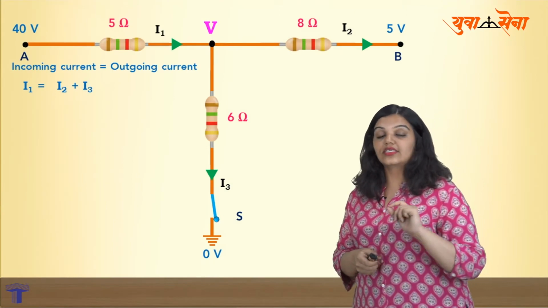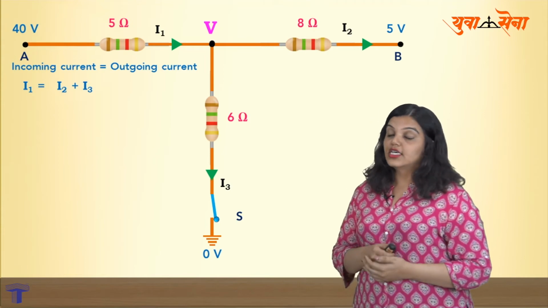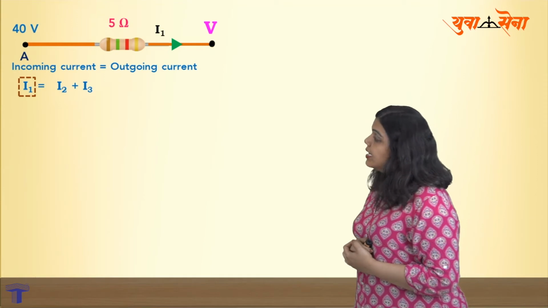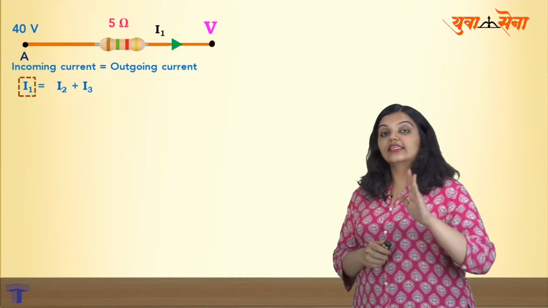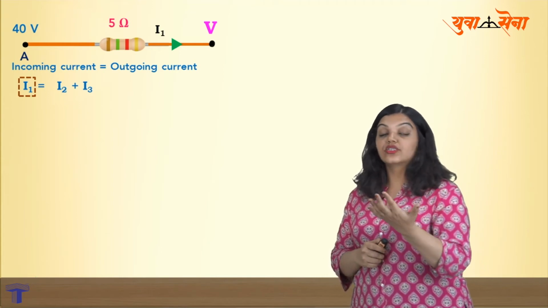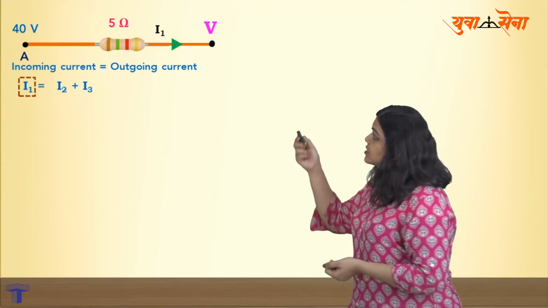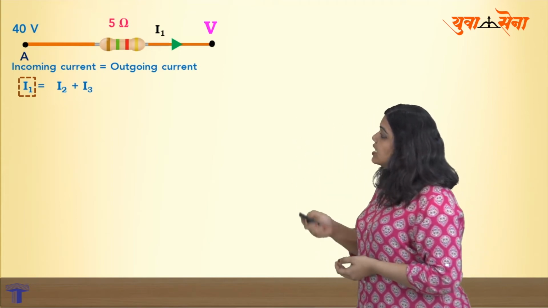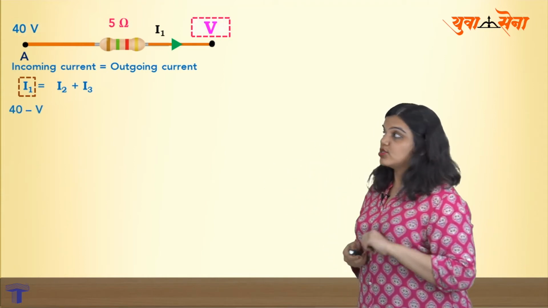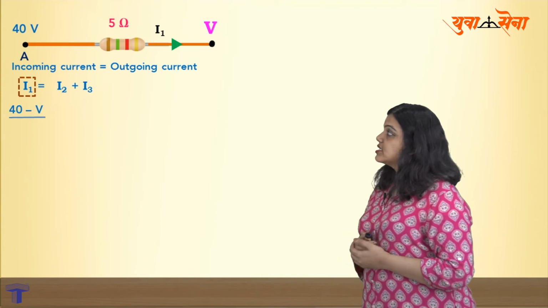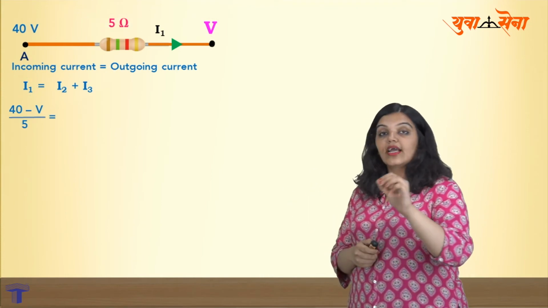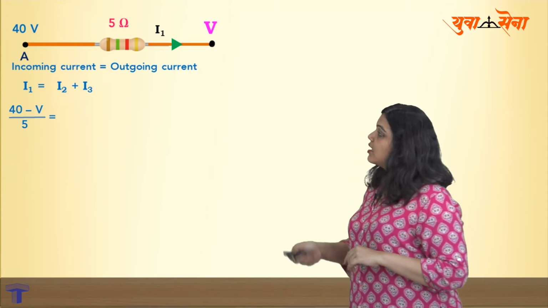Now I want to write down an expression for each of these currents. To write down an expression for I1, I take a look at the left branch only, and I need the current in this branch, and from Ohm's law I know that current is nothing but potential difference upon resistance. So what is the potential difference in the left branch? It is nothing but 40 minus V, which is the unknown potential, divided by the resistance in this branch, which is nothing but 5. So this is 40 minus V by 5, the expression for the current I1.